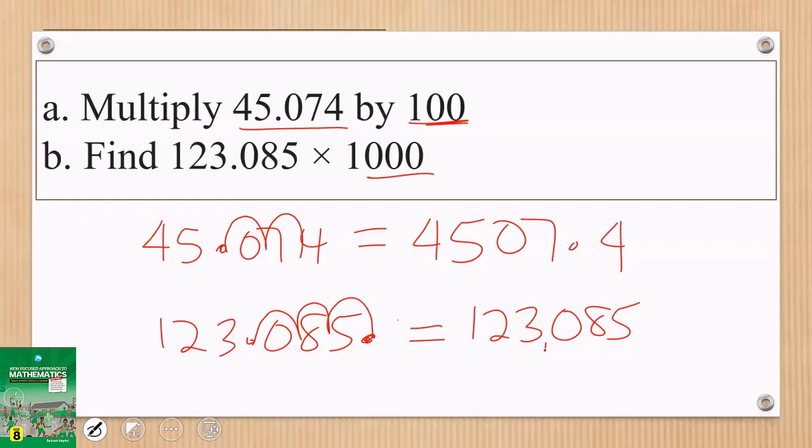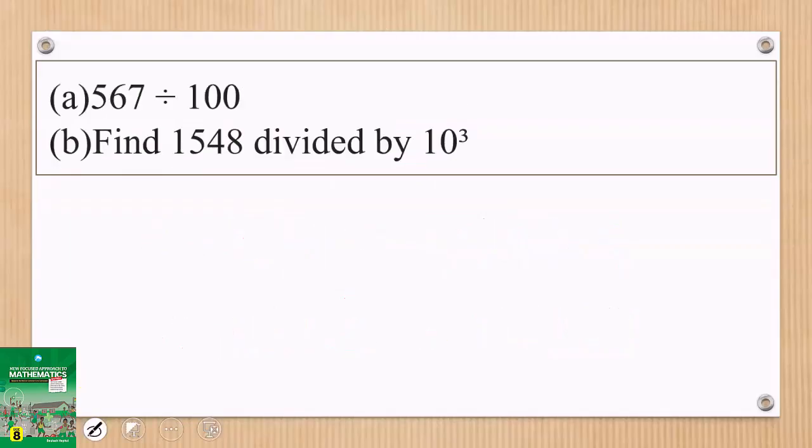That's how you do this multiplication by 100 or 1000 or any multiples of 10 or any number raised to the power 10. Now let's take examples under division. With division, it goes directly opposite to that of the multiplication.